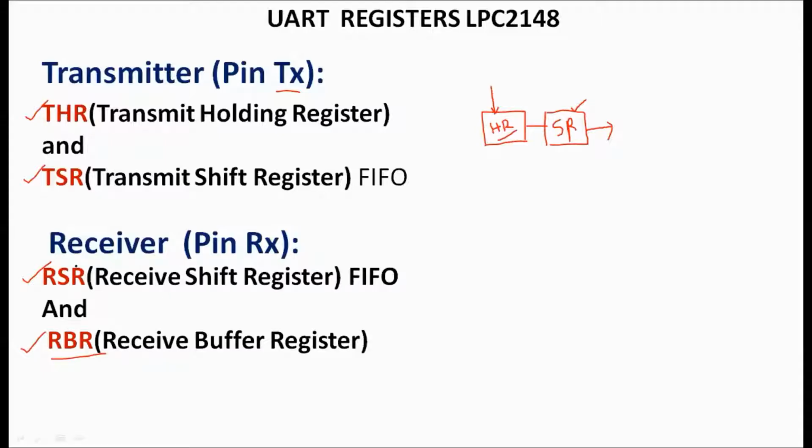Whenever data is received, that is stored in the receive shift register. So that will be converted into parallel, and then it will be stored in RBR, the receive buffer register. So when we want to read received 8-bit data, we have to read this RBR register. So that will be first received here and will be converted into 8-bit and stored here. So these are the 4 registers associated with this pin: the 2 registers related to transmission of data, and the other 2 registers related to reception of data.